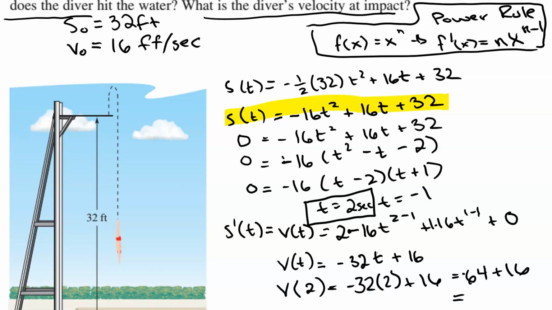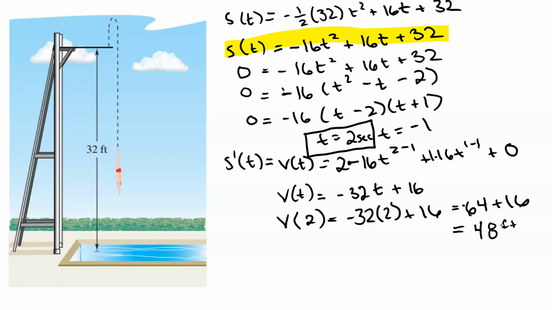And when you do that, you're going to get 48 feet per second. Well, -48. And that makes sense because we're going down. So we're going to do some more of those problems in the we do section.